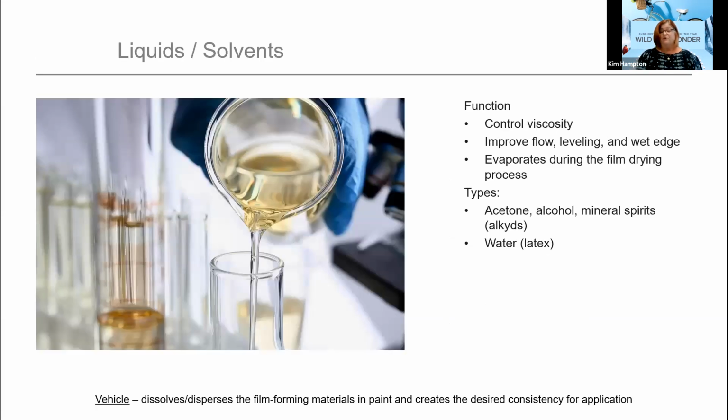Then we move on to liquid solvents. The function of these solvents is to control the viscosity. That improves the flow and leveling and wet edge, and it evaporates during the film drying process. The types of solvents would be acetone, alcohol, mineral spirits, which are used in alkyds, and water, which would be latex.